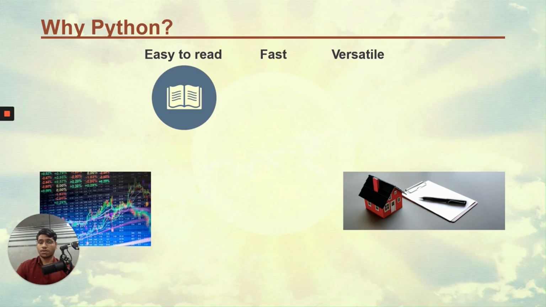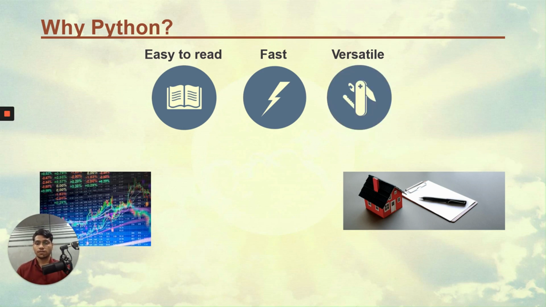So there are multiple reasons. The first reason is it's easy to read. The second is it's fast. Now when I say fast, I don't mean to say that Python is faster than C++. What I mean to say is if there are two developers, one is writing the code in Python, the other one is writing the code in C++, the Python developer will finish the work faster. And the third is versatile.